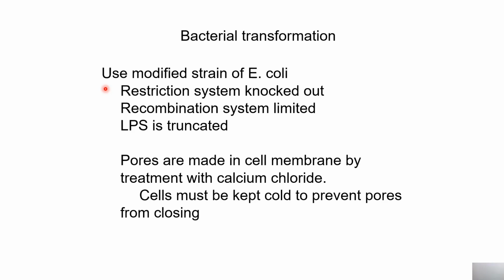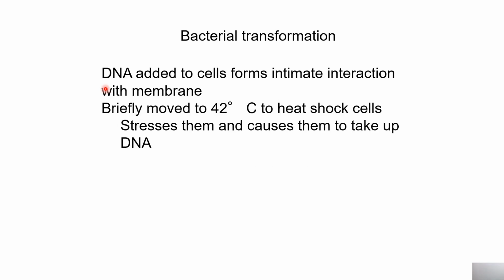Now, for bacterial transformation, we can use a modified strain of E. coli, because in this case the restriction system will be knocked out, the recombination system will be limited, and LPS will be truncated. So pores will be made in the cell membrane by treatment with calcium chloride. Then cells must be kept cold to prevent pores from closing. Then there will be a gentle heat shock that will push the plasmid inside.